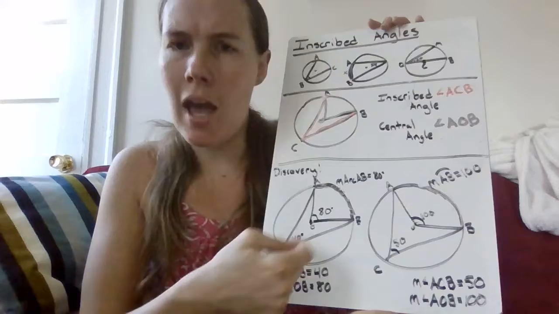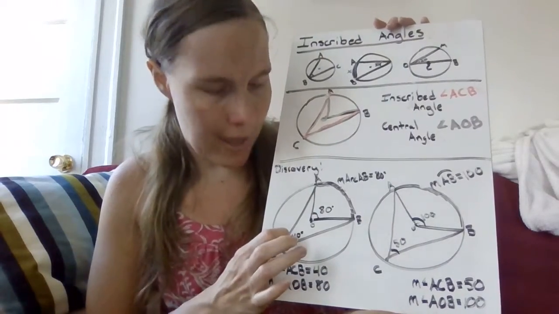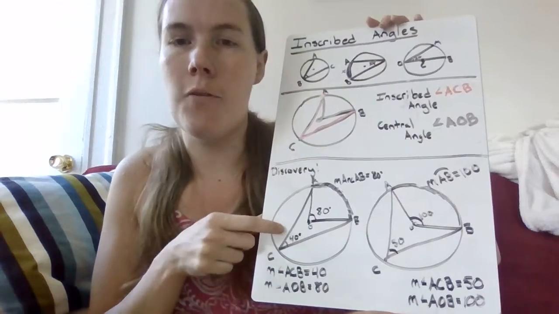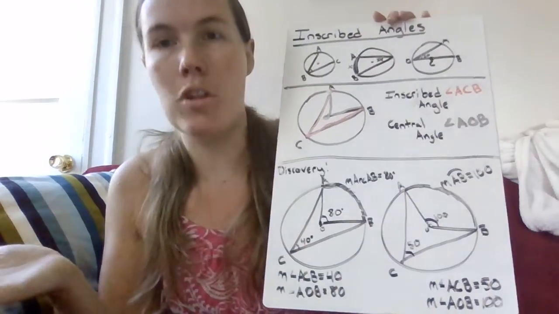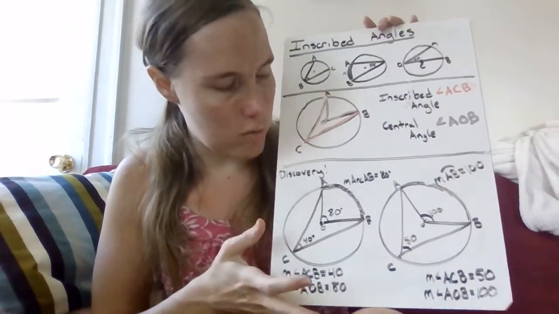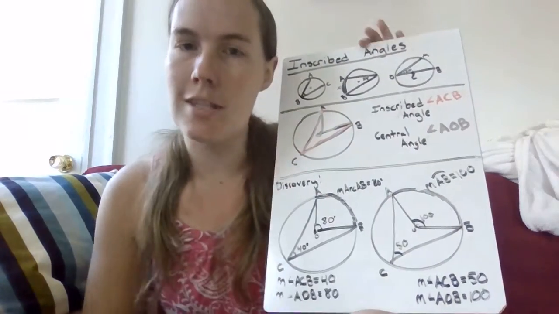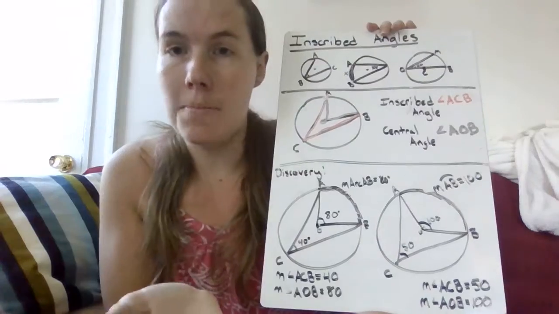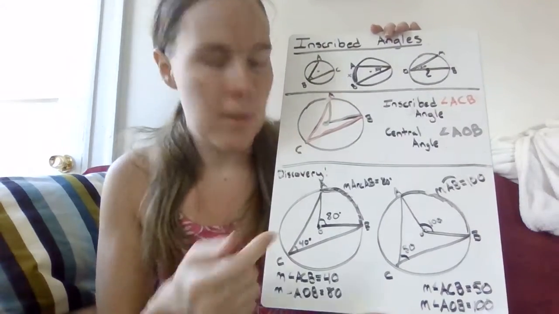But what if we wanted to go the opposite direction? What if I had the inscribed angle and wanted to get the central angle? What do I have to do to that 40? Multiply by 2. 40 times 2 gives us 80. 50 times 2 gives us 100. So we know to go back and forth, we either multiply or divide by 2.